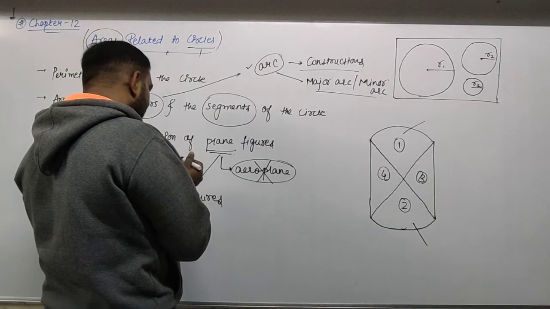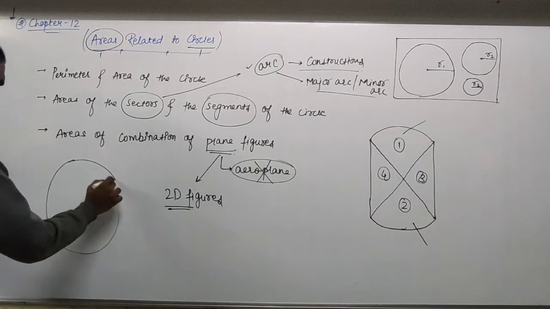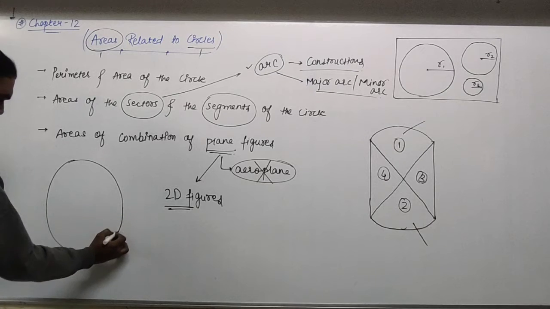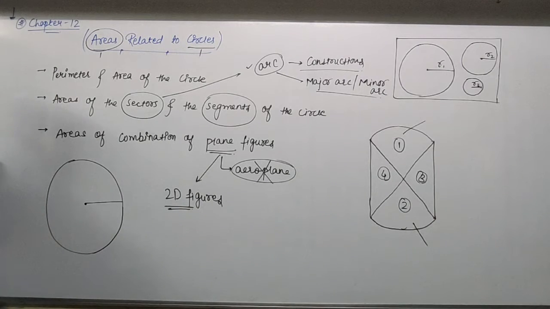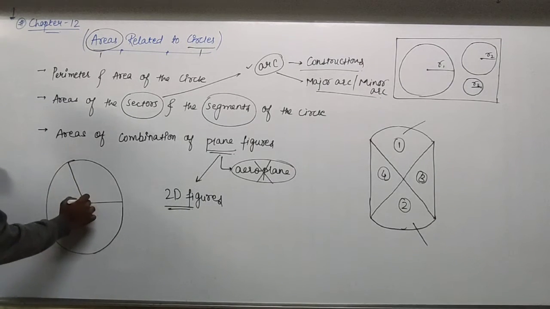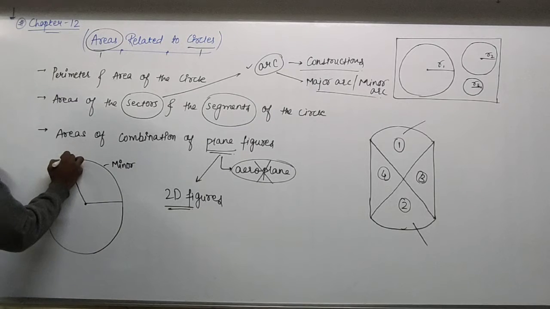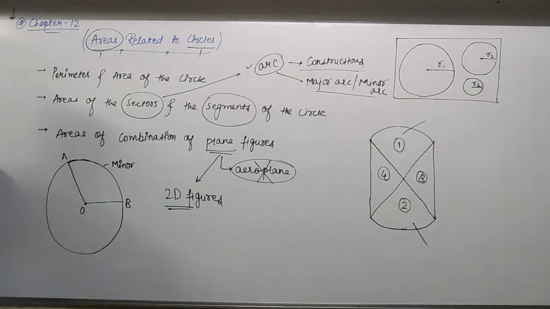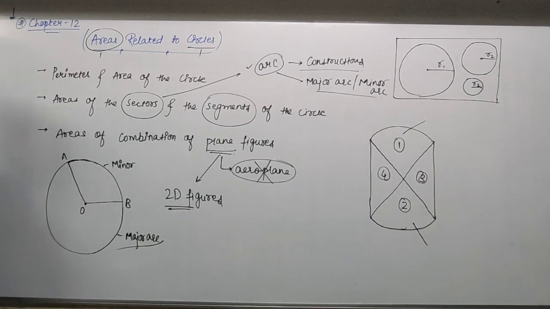An arc of a circle, you can take any arc. Suppose we draw a circle here. Right. Now to draw the major arc and minor arc, take any two radii like this. The smaller one is known as the minor arc AB, AOB, the smaller one is known as the minor arc and the bigger one is known as the major arc. Right? So this is how we can form the arcs.